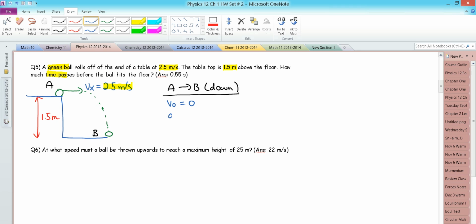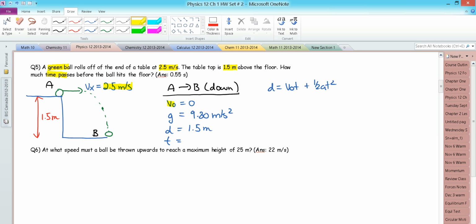And since we're going down, our acceleration due to gravity is 9.80 meters per second squared. The vertical height for this problem is 1.5 meters. And I want to find the time that it takes to go down. For this problem, the kinematic equation that I'll be using will be distance equals v naught t plus 1/2 a t squared.